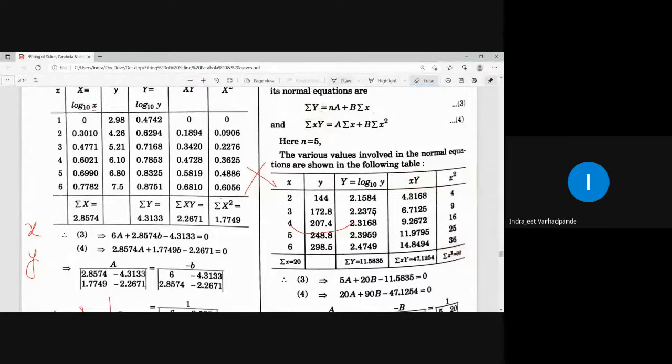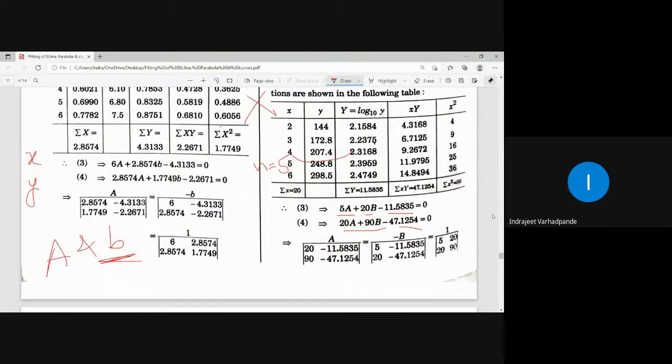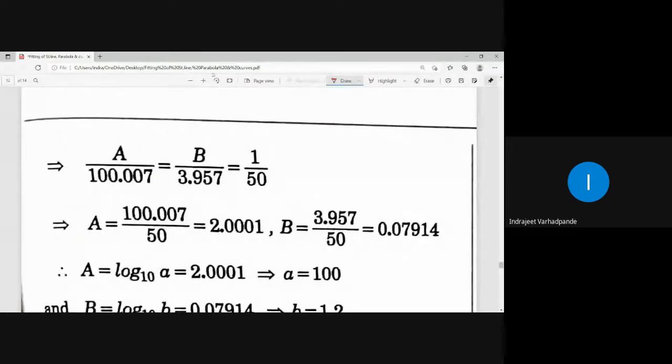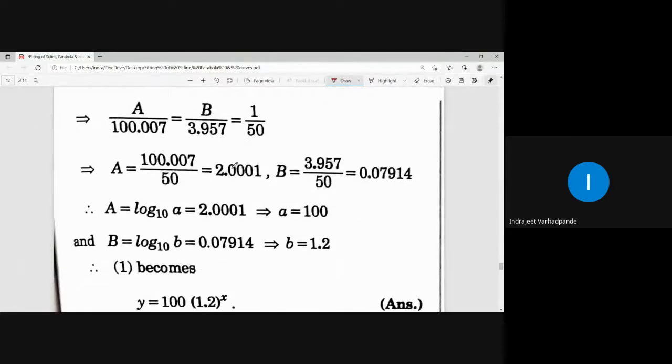Substitute them in equation 3 and 4. How many observations are there? 5 observations are there. So n is equal to 5. 5A plus 20B, this is your equation, is equal to 11.5835. 20A plus 90B is equal to 47.1254. Solving them simultaneously in the calculator, we get the values of small x and small y. Small x is our capital A, small y is our capital B. So solving them simultaneously, I am getting the values of A as well as B.